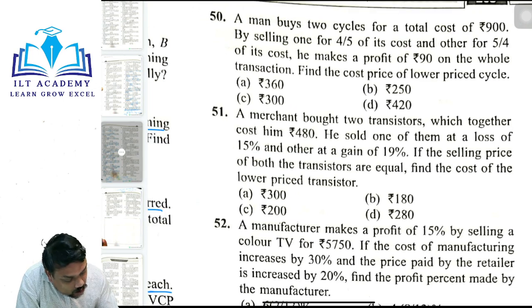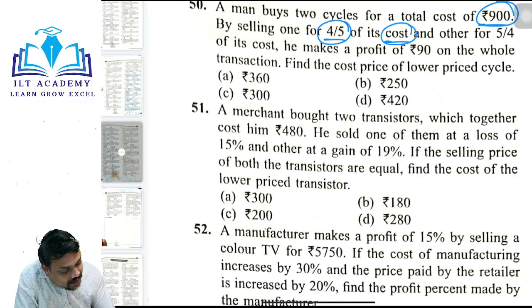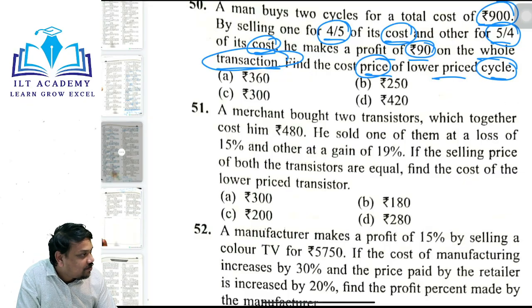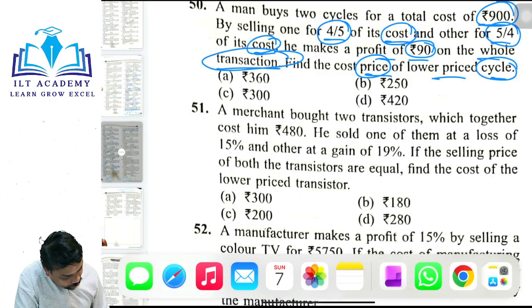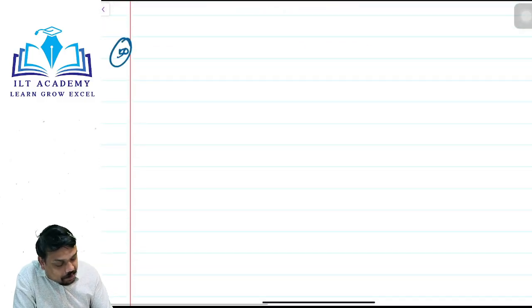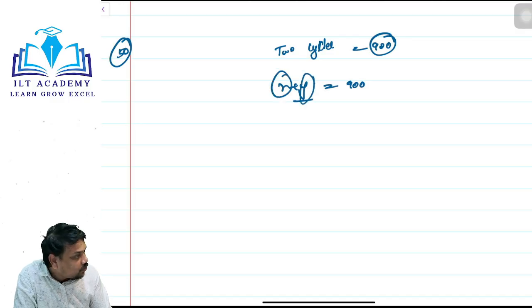A man buys 2 cycles for a total cost of 900 rupees. By selling one for 4 by 5th of its cost and the other for 5 by 4th of its cost, he makes a profit of 90 rupees on the whole transaction. So find the cost price of the lower priced cycle. So very simple. Now look, this is the 50th question. A man buys 2 cycles together for how much? 900. So can I take x plus y is equal to 900? X is the cost of cycle 1 and y is the cost of cycle 2.